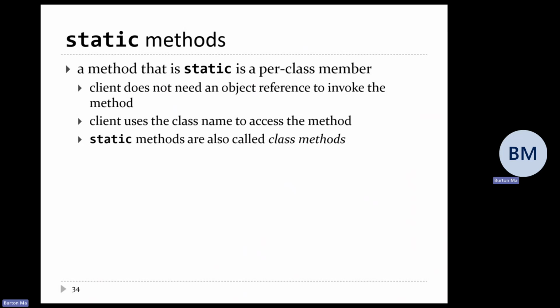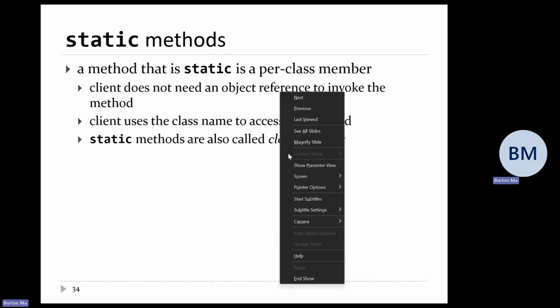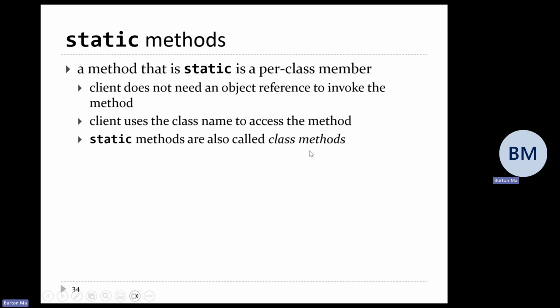Okay, so what about static methods? Static fields are relatively uncommon. When you're making a class, typically you make non-static fields. Static methods are a little bit more common though. So static methods are per-class members of a class. All that means is that the methods belong to the class, right? When you want to use the method, you use the name of the class to call the method. You don't need to make an object, right? So just like static fields are often called class variables, a static method is often called a class method, right? It belongs to the class.